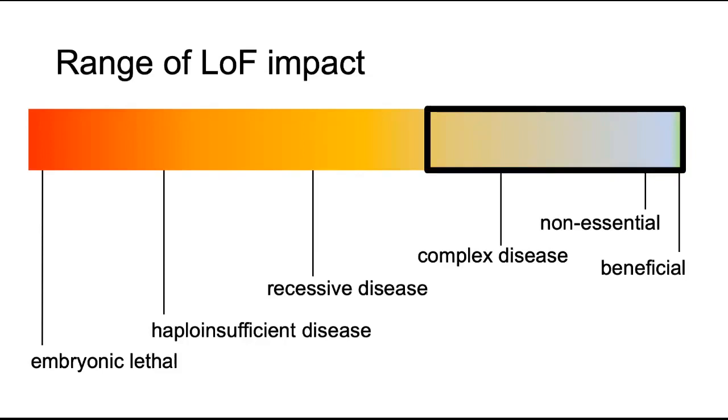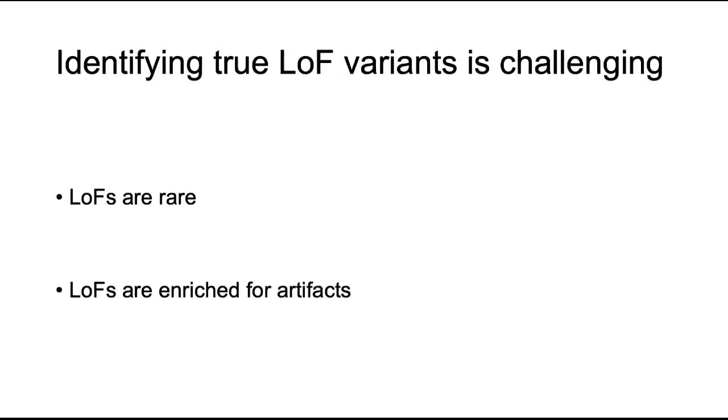But when we sequence healthy individuals or individuals with common diseases, we find plenty of genes inactivated in the form of naturally occurring predicted loss of function variants, or pLoFs. However, a few things conspire to make this difficult. In particular, identifying these loss of function variants is quite challenging for two reasons: one, that they're rare, and two, that they're enriched for artifacts. I'll go through each of these and how we deal with them.